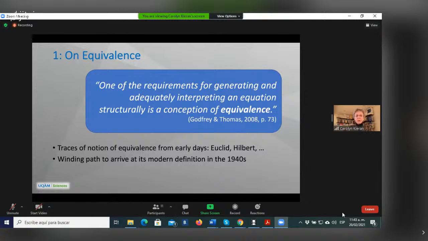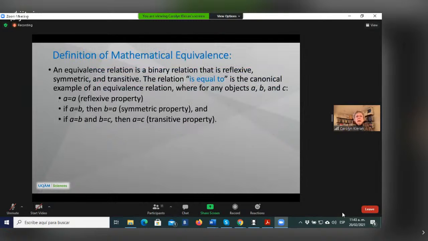First, equivalence. We have traces of the notion of equivalence from the earliest days, even from the days of Euclid, and going through to Hilbert and more recently. However, equivalence took a rather winding path to arrive at its modern definition as formulated in the 1940s. An equivalence relation is a binary relation that is reflexive, symmetric, and transitive.